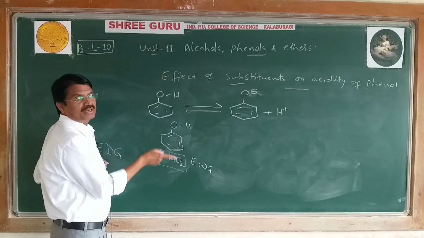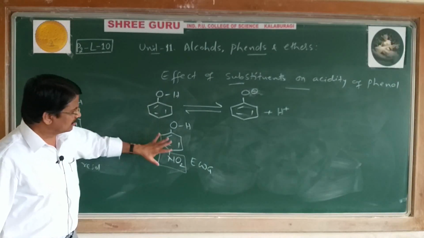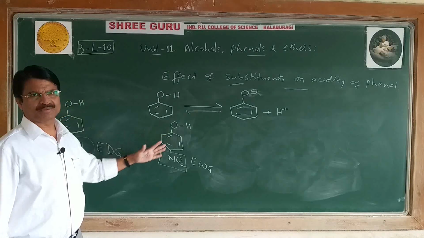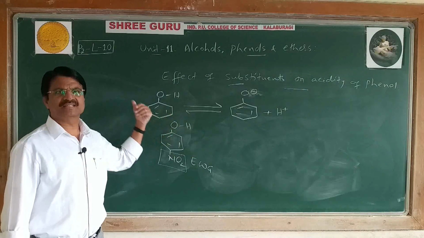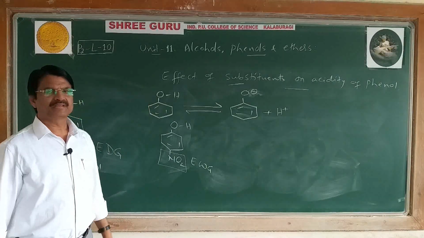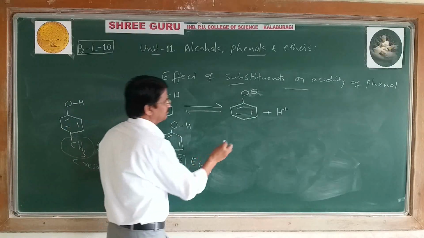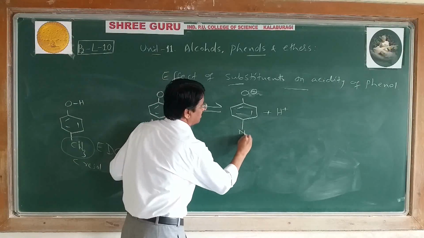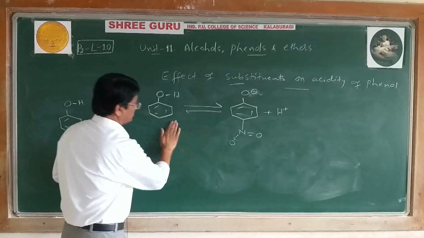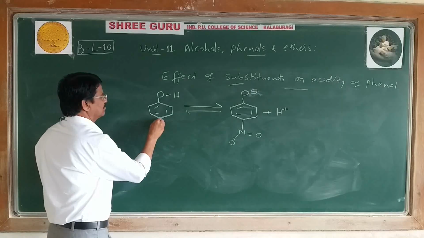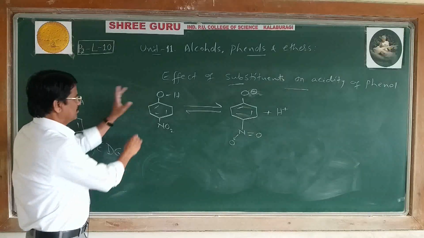para-nitrophenol is actually more acidic than phenol. Now, we will study what happens with an electron withdrawing group on the benzene ring, and with an electron donating group on the benzene ring. And why is it called more acidic than phenol? Then see here. If an NO2 group is present on the ring, what happens? Para-nitrophenol.